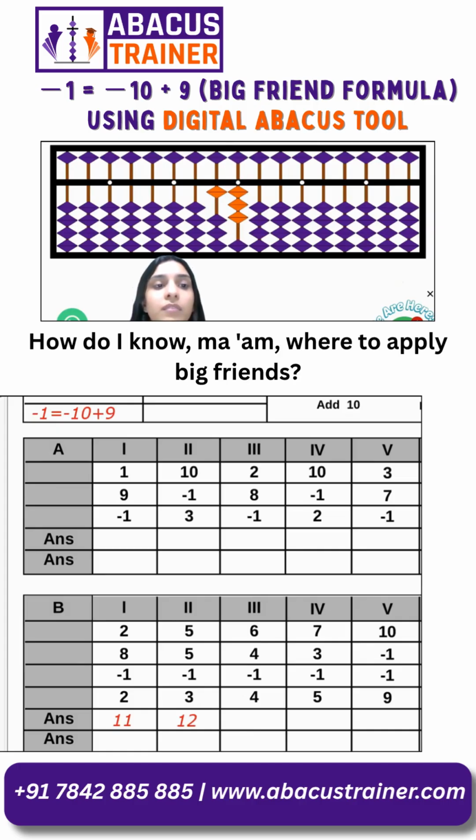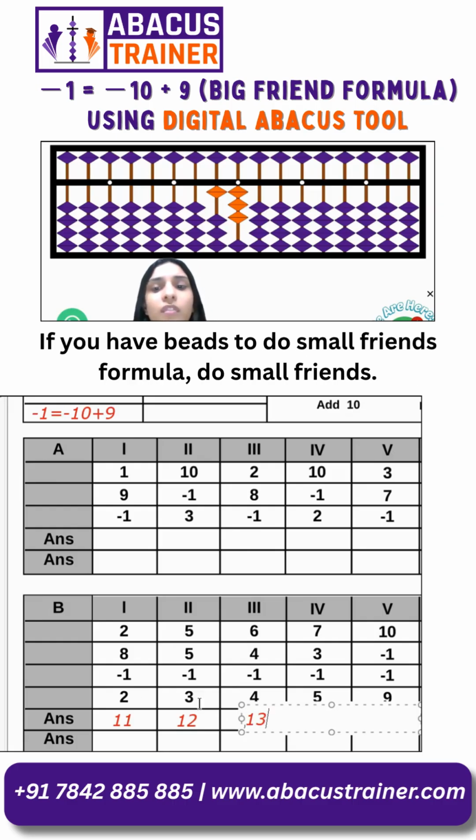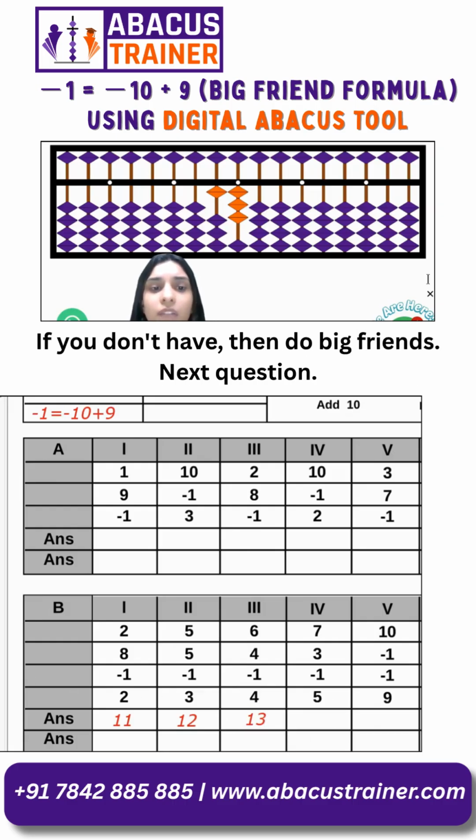How do I know, ma'am, where to apply big friends, where to apply small friends? Just check with the small friends formula. If you have beats to do small friends formula, do small friends. If you don't have, then do big friends. Next question.